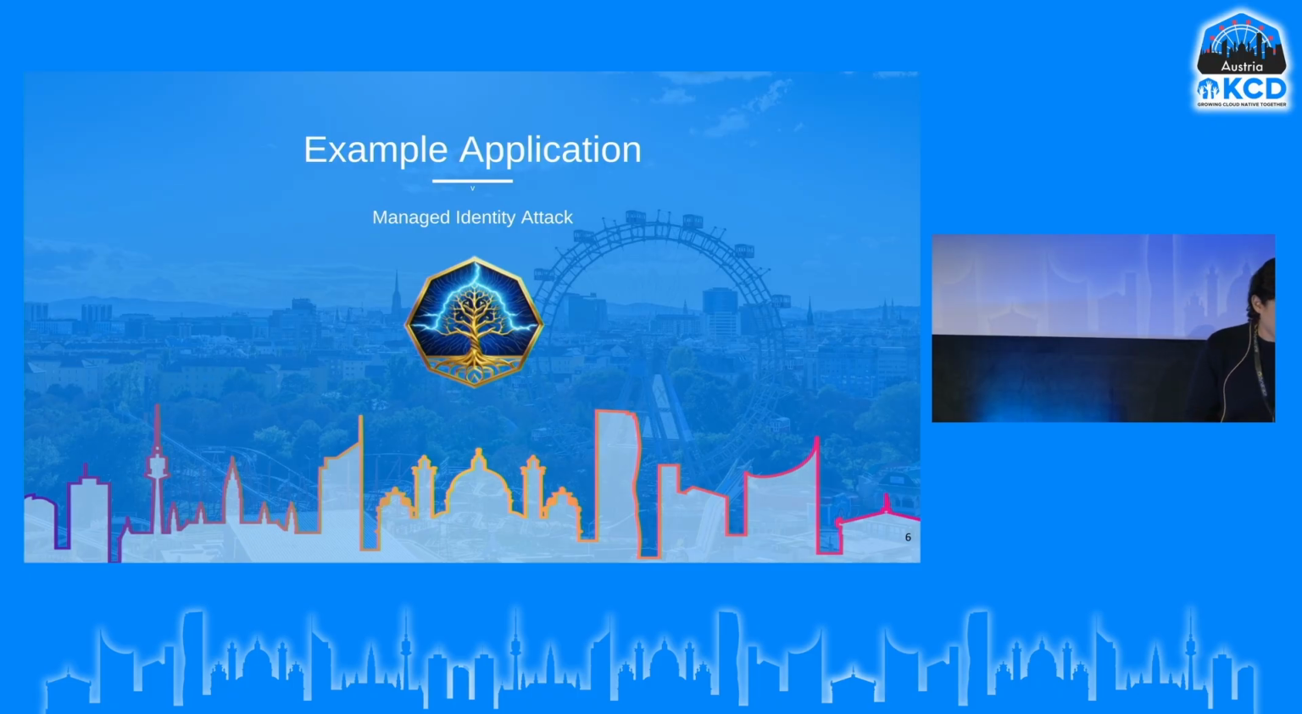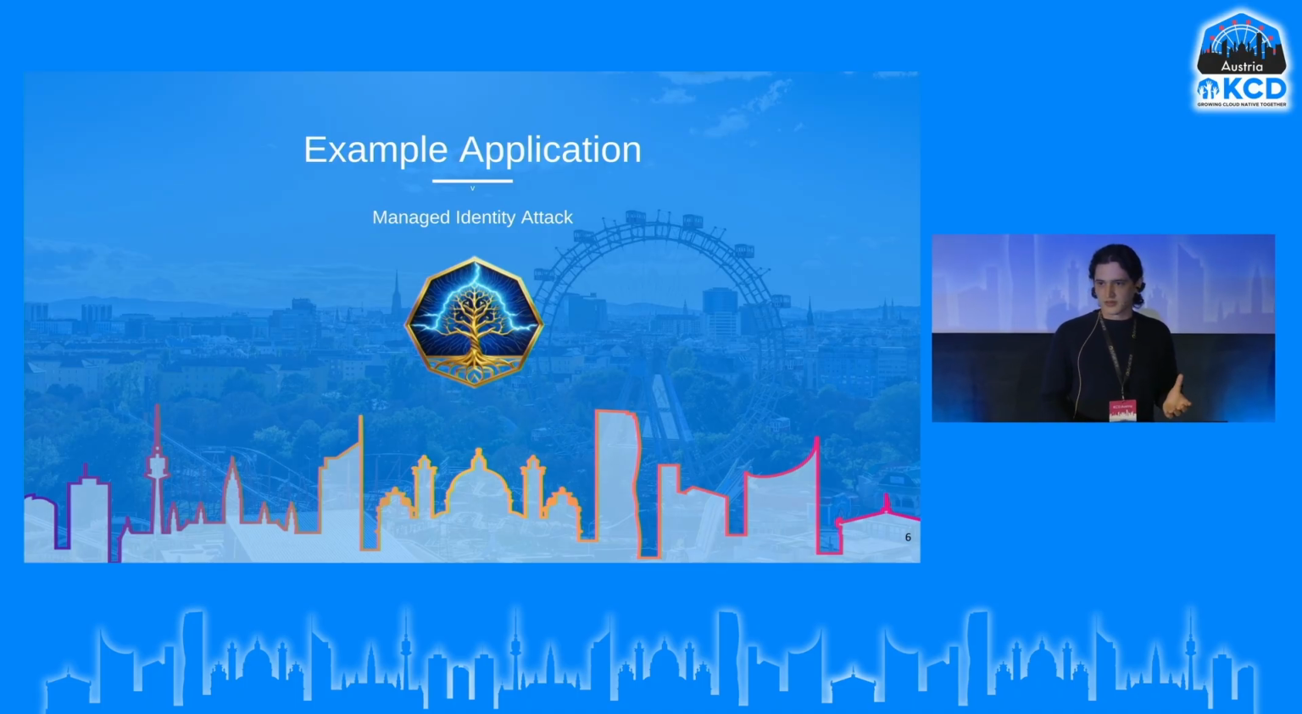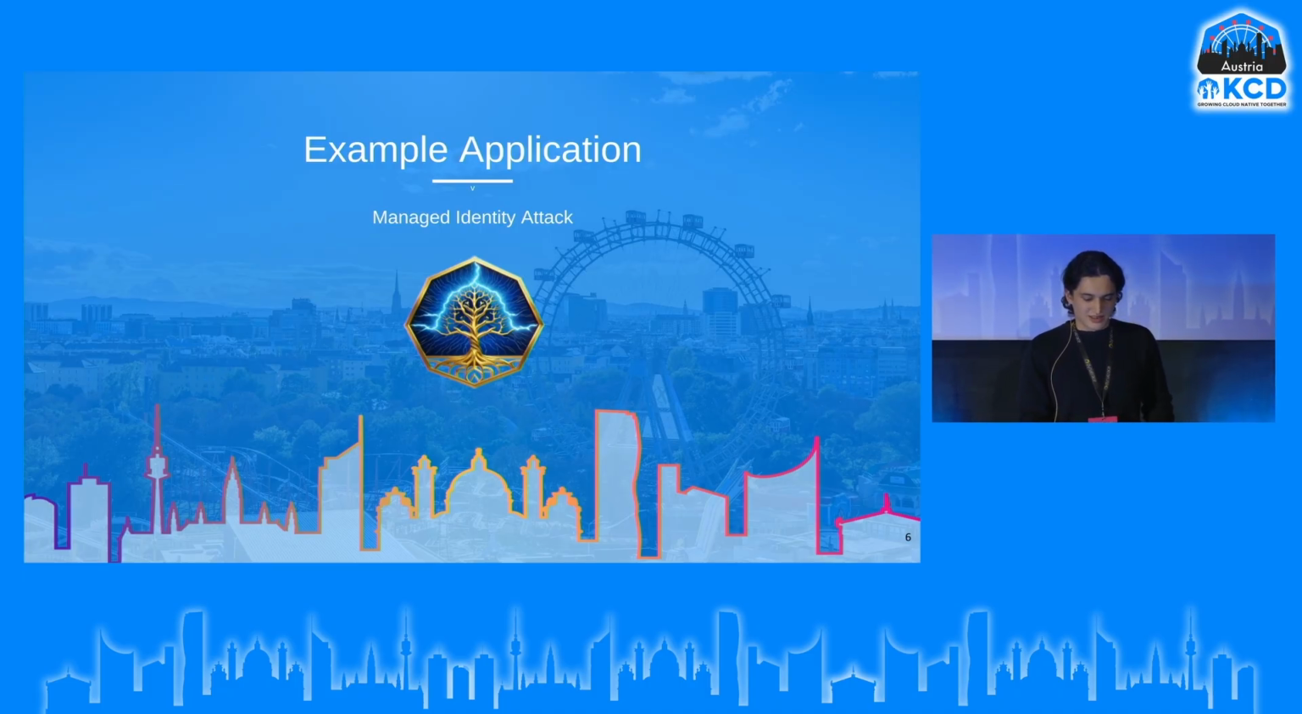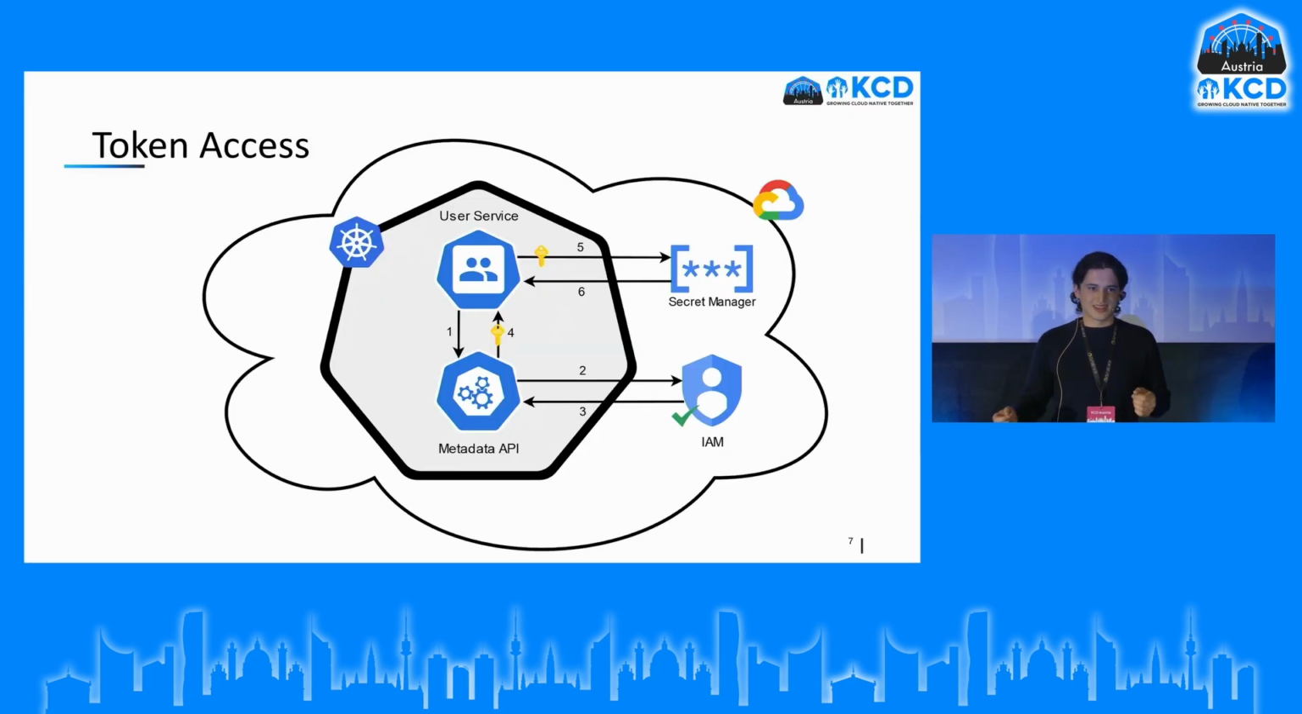So, as Josef has mentioned, we have prepared an example application which is vulnerable to an SSRF vulnerability, which I'll explain in a bit more detail later. But this is basically a simple user application which is running on a Kubernetes cluster in the Google Cloud. And before we go ahead and destroy some things, I want to show you what the application should do in theory. We have just deployed a simple user service in a Kubernetes cluster in Google Cloud.